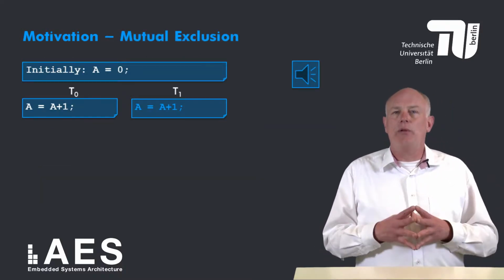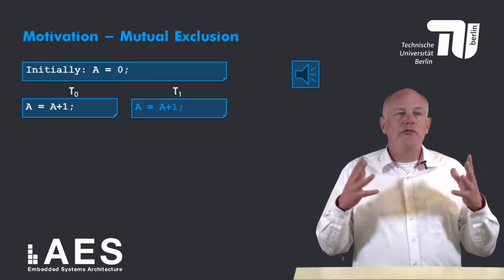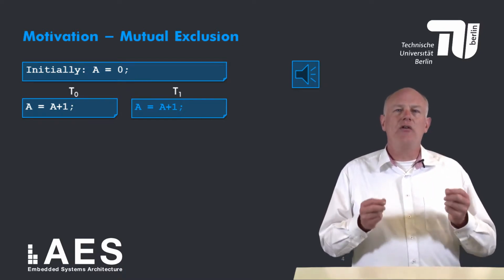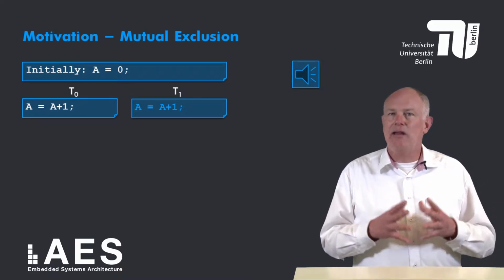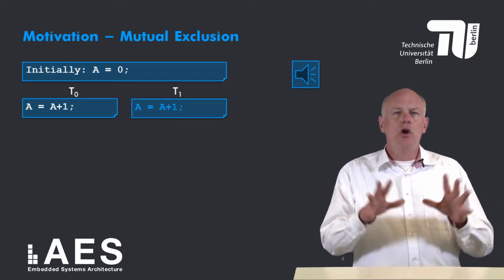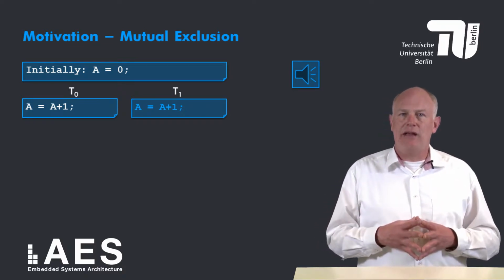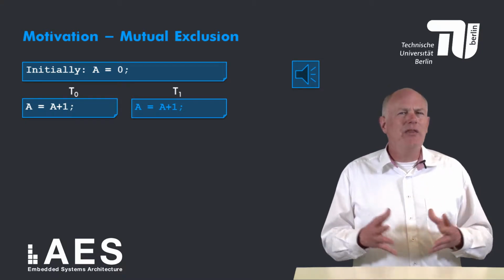Here's another example that illustrates the need for mutual exclusion. Again, we have 2 threads, T0 and T1. Both of them increment the same shared variable A with 1, and A is initially 0. Looking at it from a distance, I would expect that when both threads have been executed, A should have the value 2. But is this really the case?